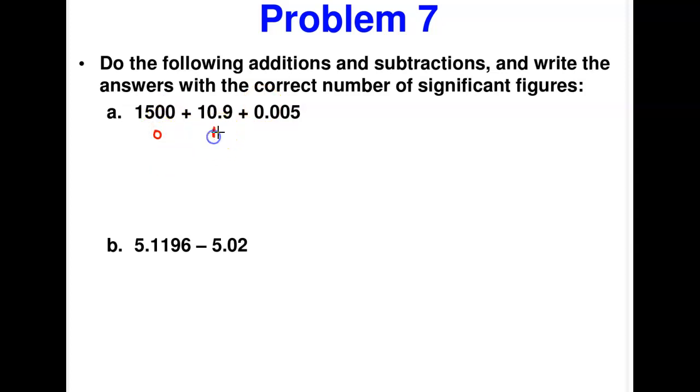There is 1 decimal place here. And there are 1, 2, 3 decimal places here. What that is telling us is that after adding these numbers, I'm not going to have a decimal place. So if I add these numbers, I'm going to get 1510.905. This is what I'm going to get in a calculator.